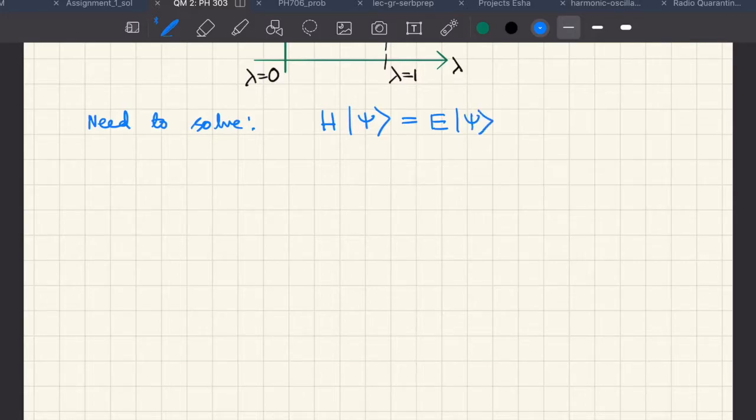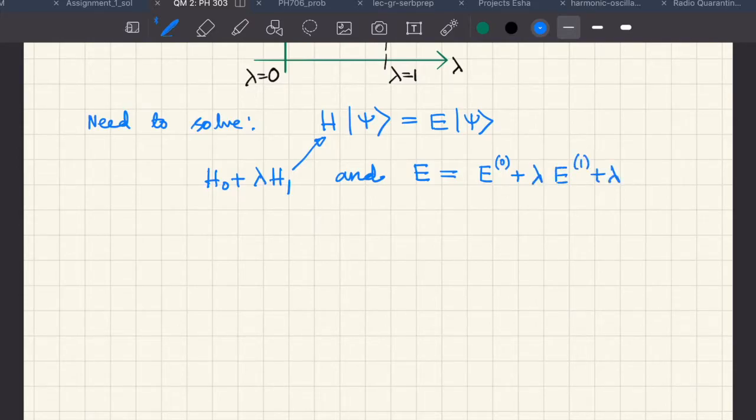This is the Schrodinger equation, with your H being given by H naught plus lambda times the perturbation Hamiltonian, where H naught is the unperturbed Hamiltonian. And of course, you know that we have expanded the ket psi and the energy E in lambda. So this will be like E naught plus lambda times the first order correction to energy plus lambda square times the second order correction to energy, like this.